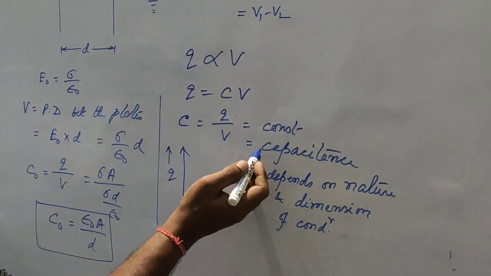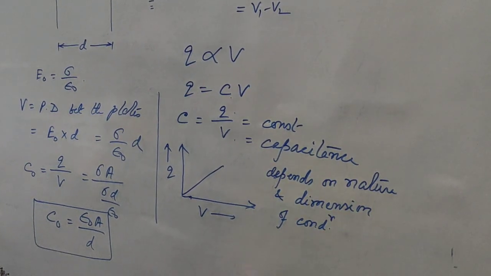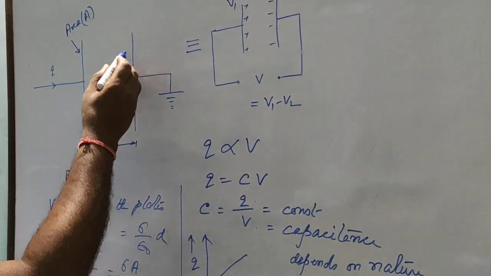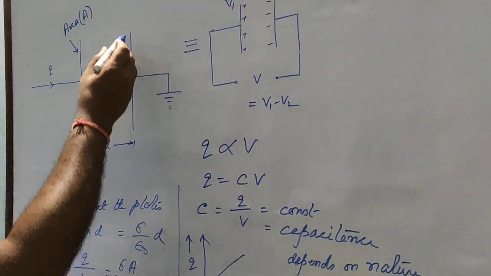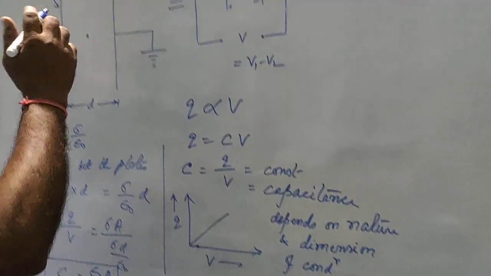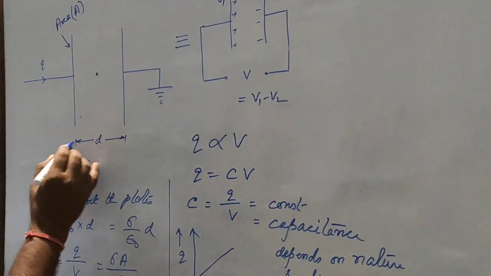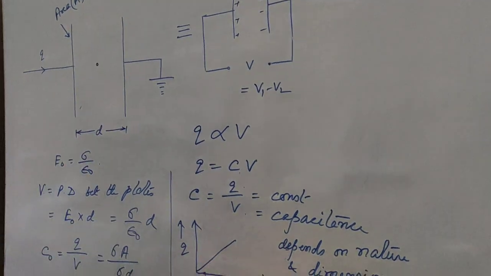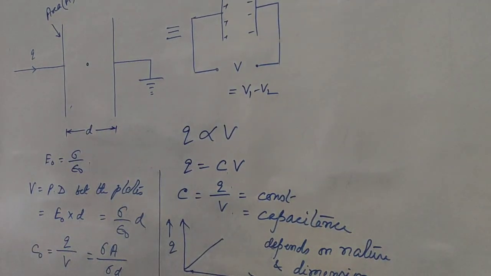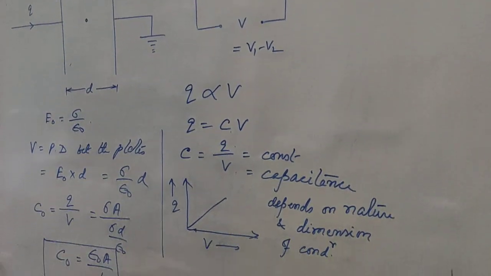Capacitance basically depends on the nature and dimension of the conductors. Nature means what kind of material or medium you have placed between the two plates. Dimension means the area of the plate and the separation between the two plates. These two terms come under dimension, and whatever medium you have kept between them is called nature. If free space is here, the formula will be this one.